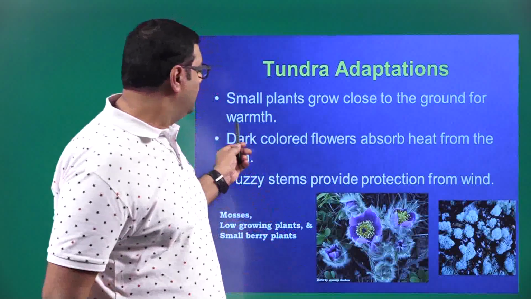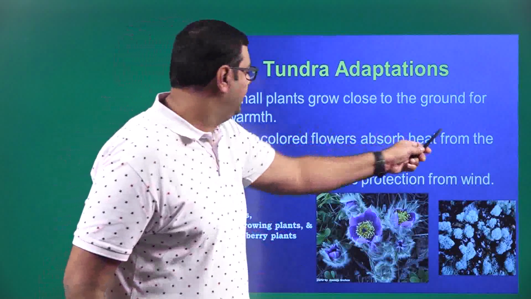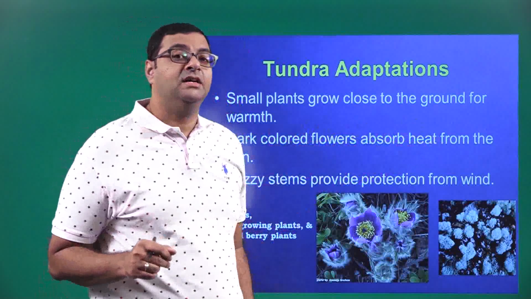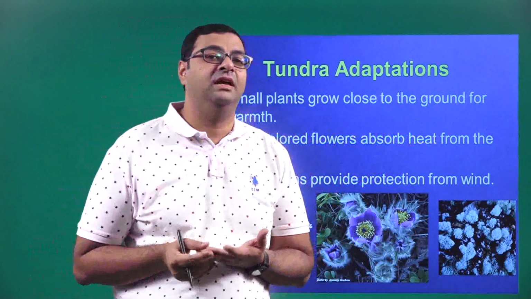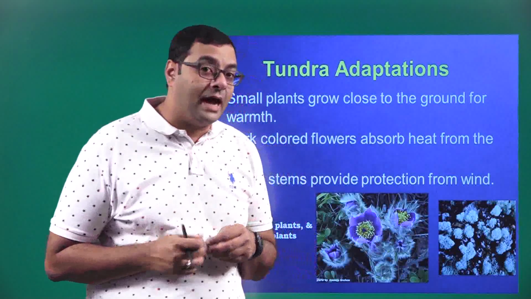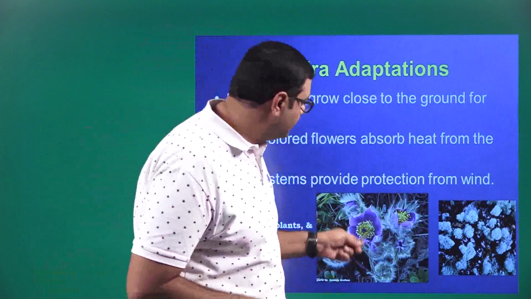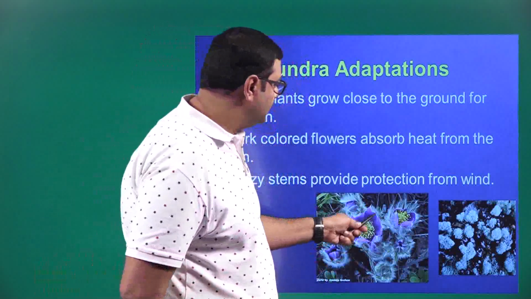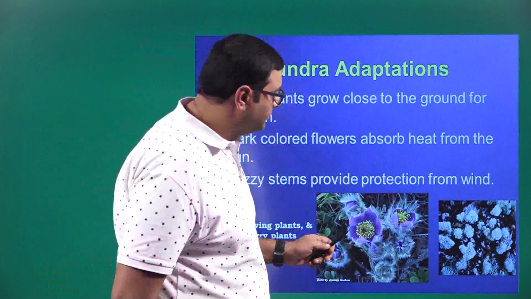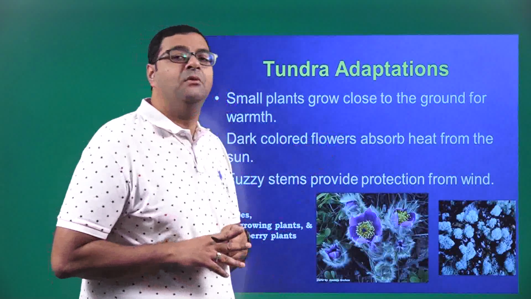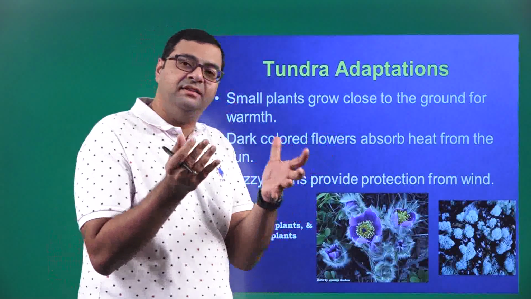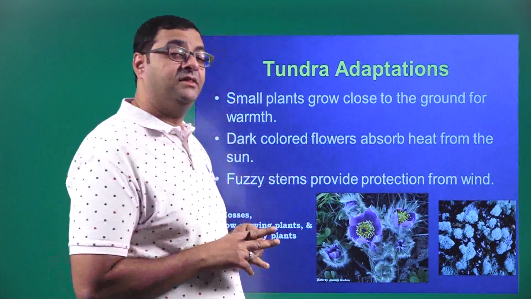Then, dark colored flowers absorb heat from the sun. So if the flowers are dark, you know that black absorbs more heat. Depending on that principle, the flowers here are bright in color. When they are bright in color, they absorb more heat from the sun so that they can be warm and they can survive in the tundra region.